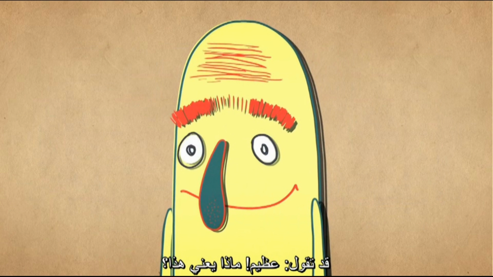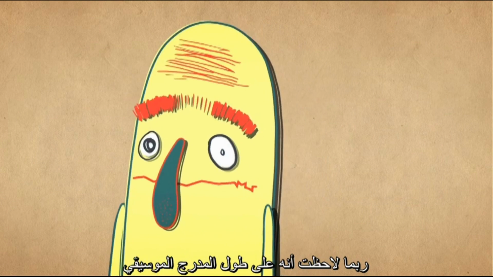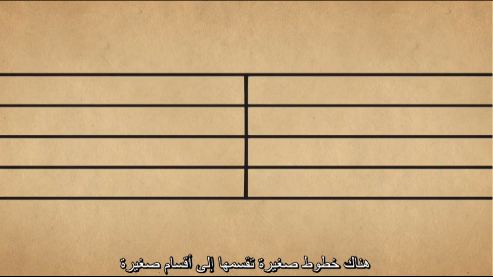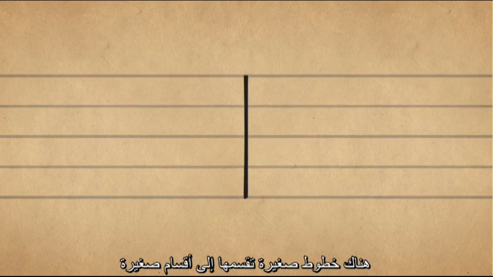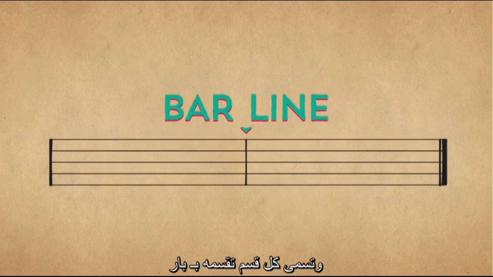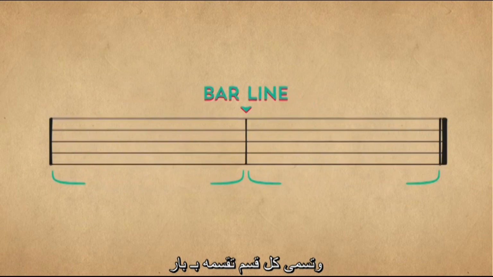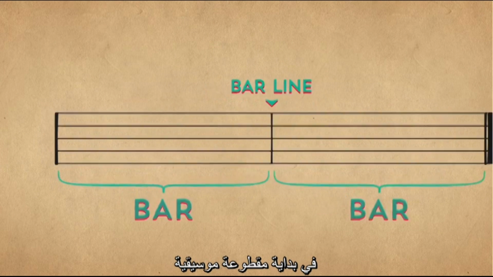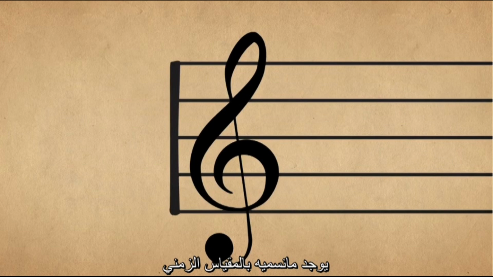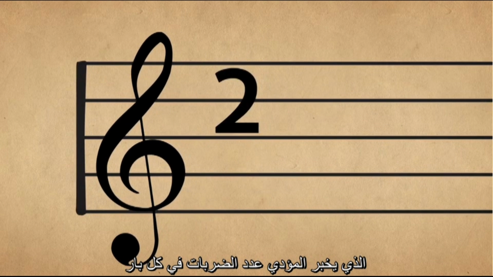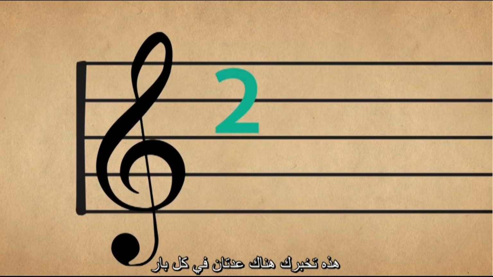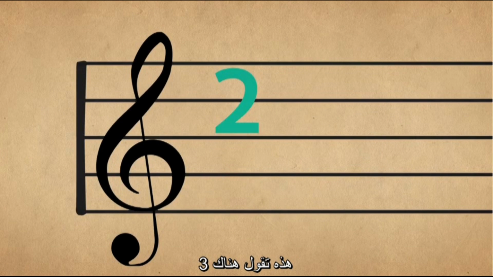Great, you say. What does that mean? You might have noticed that across the length of a staff, there are little lines dividing it into small sections. These are bar lines, and we refer to each section as a bar. At the beginning of a piece of music, just after the clef, is something called the time signature, which tells the performer how many beats are in each bar. This says there are 2 beats in each bar, this says there are 3, this one 4, and so on.